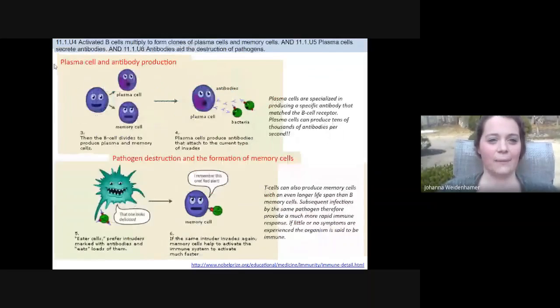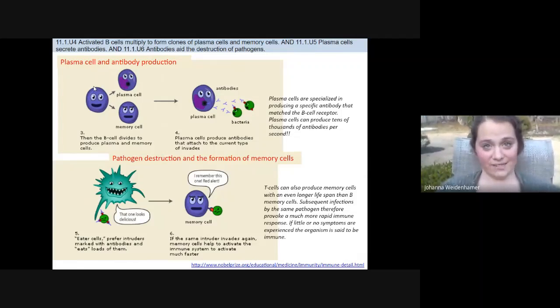Now let's take a look at the plasma cells and antibody production in particular. So what's the next step that our body is going to take? We now know that our B cell has to be activated by our T cell. So what is that B cell now going to do? Let's look at number three. The B cell is going to divide to produce plasma and memory cells. So you can see here, we have plasma cells being produced and we have memory cells being produced out of that B cell that has been activated for that specific antigen.